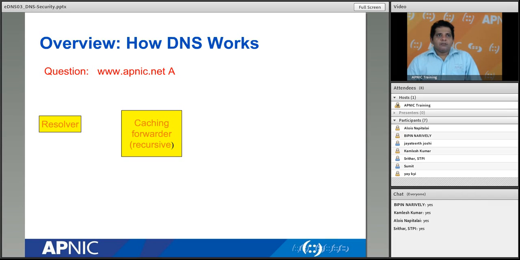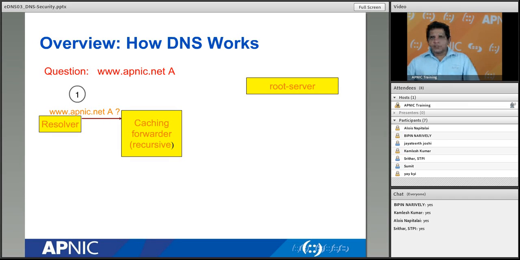Now first of all, let me recap how a DNS query works, because we need to understand how these DNS queries work before we can talk about the security aspects. Usually what happens, as you can see in this diagram, is that you have a resolver or a client, and that is talking to a recursive server, or what we call a caching server.